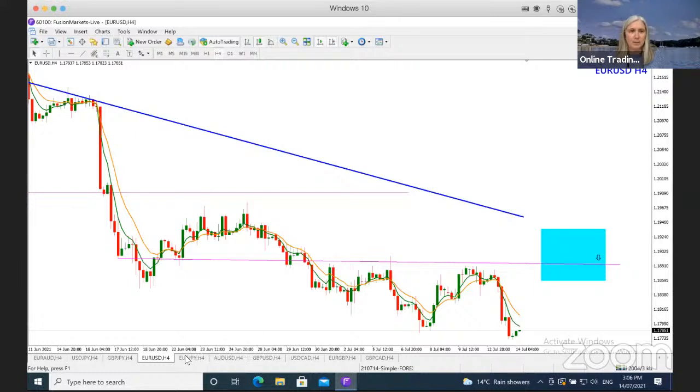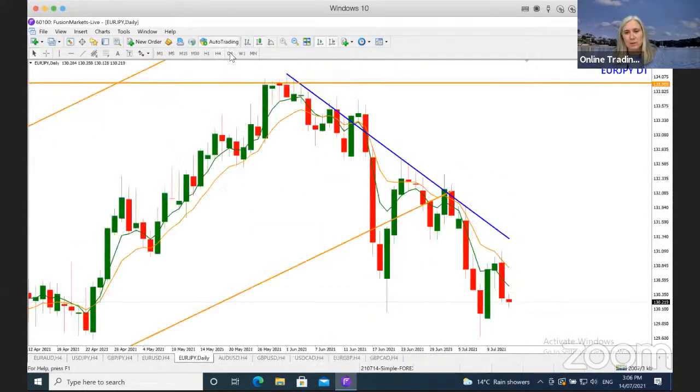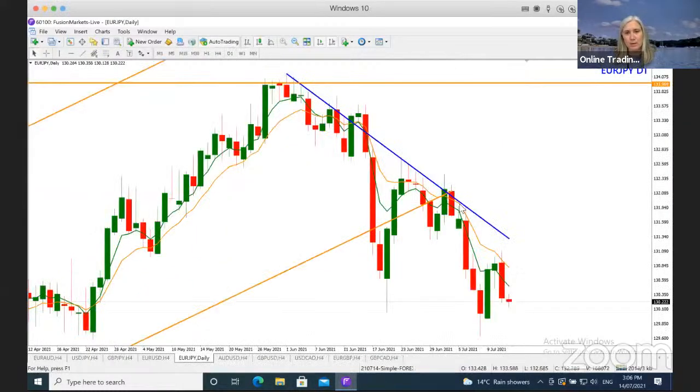Next currency pair I'm going to look at is EURJPY. So EURJPY, I'm again looking for a short on this currency pair. In terms of the perspective, we've been going up, hitting that sort of resistance on the weekly level, and now it's been going down for quite a bit.